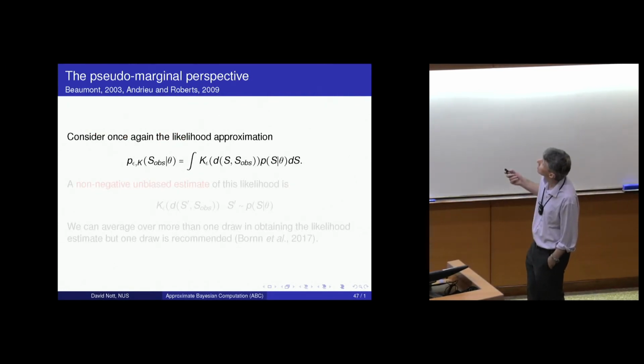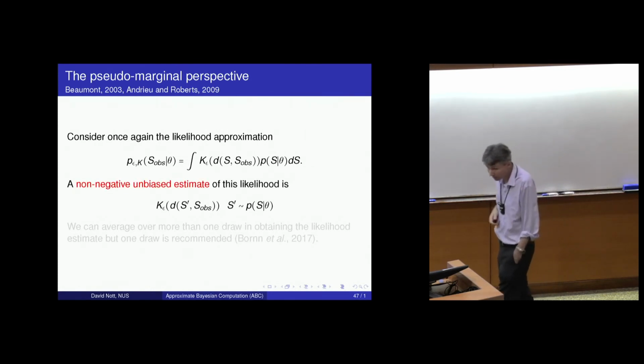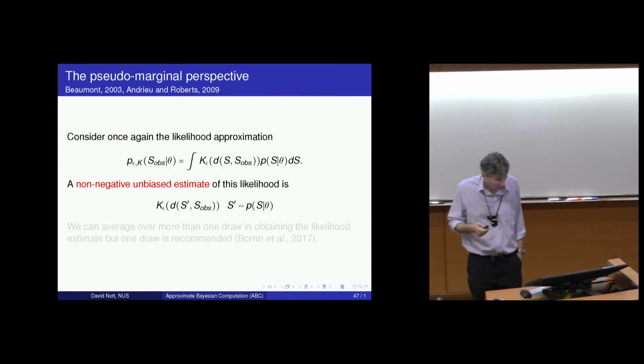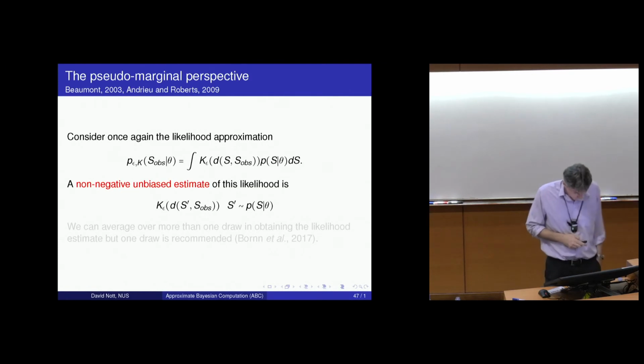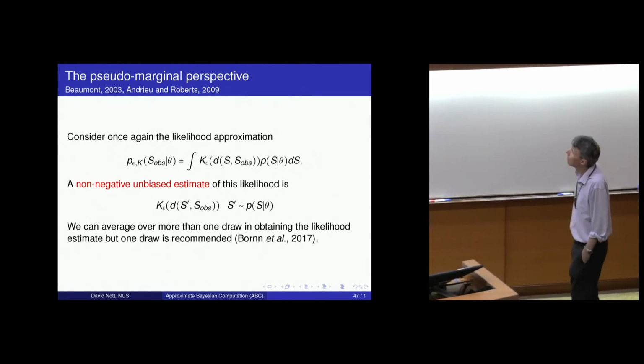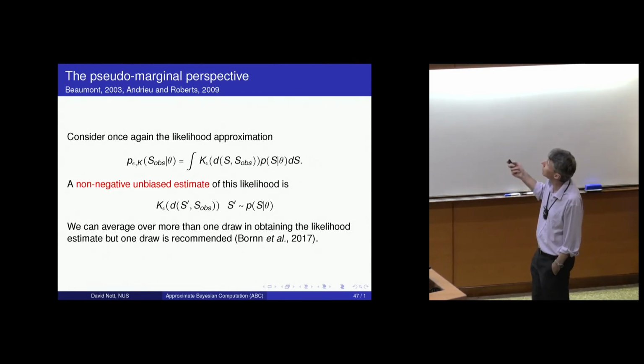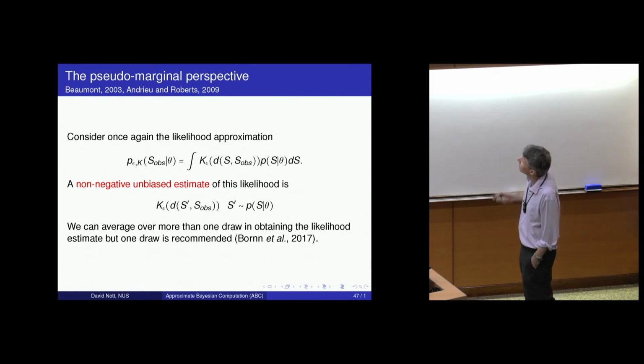So why is that so? This was the implicit likelihood I was using before. Obviously this likelihood is an expectation with respect to this distribution here. So I could estimate this integral by Monte Carlo. I could even just generate a single sample S from this, plug it in here, and that would give me a non-negative unbiased estimate of the likelihood, at least if the kernel was everywhere positive. And of course, I could average over more than one draw for the summary statistics here. But one draw is recommended.